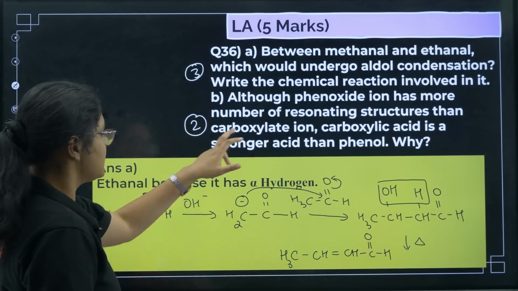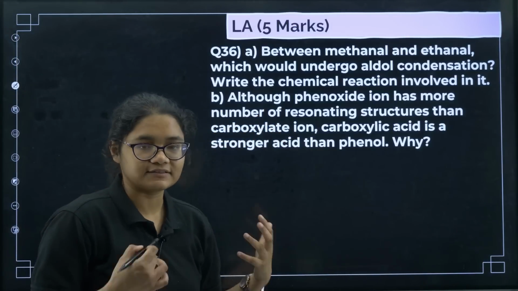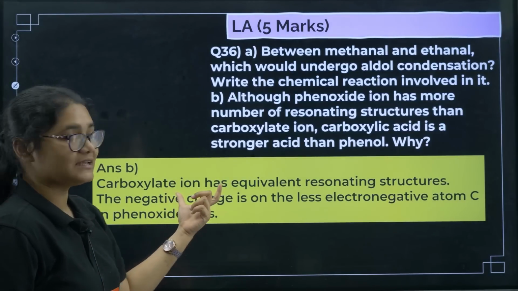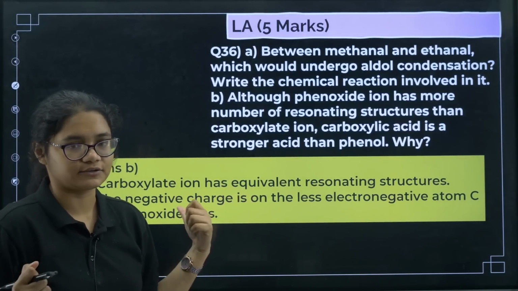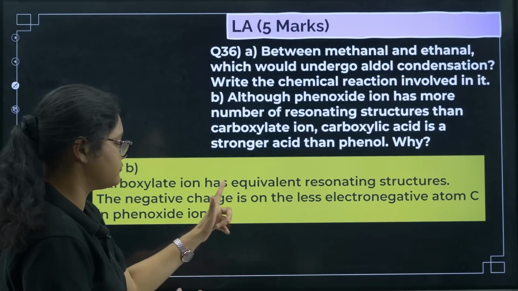Okay, so if you write this complete reaction you will get 2 marks, here 1 mark, so total 3 marks. Now coming to the second part of the question, that carboxylic acid is a stronger acid. Definitely that is because the carboxylate ion has equivalent resonating structures, whereas phenoxide ion does not have equivalent resonating structures. That is the first point.